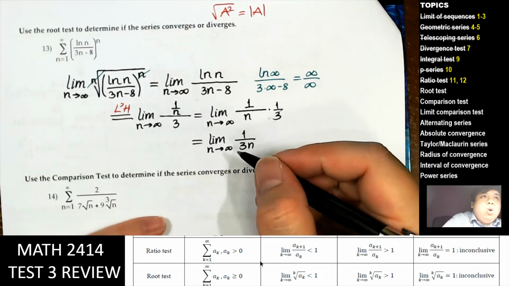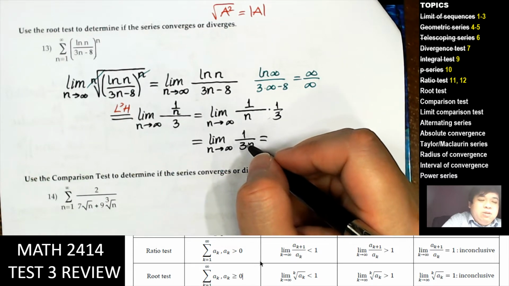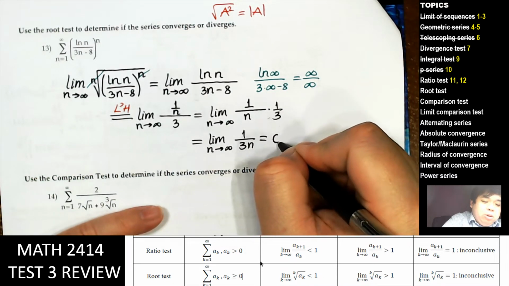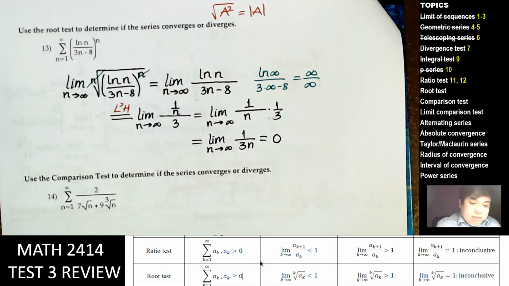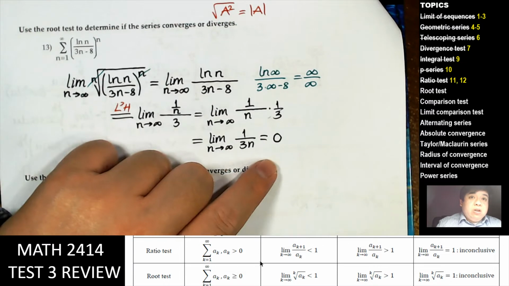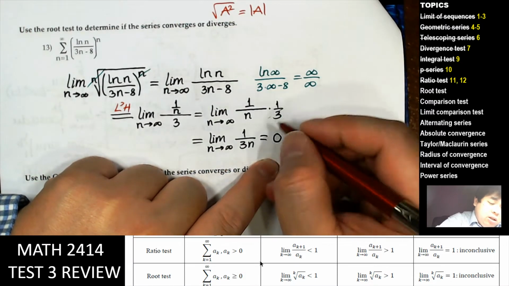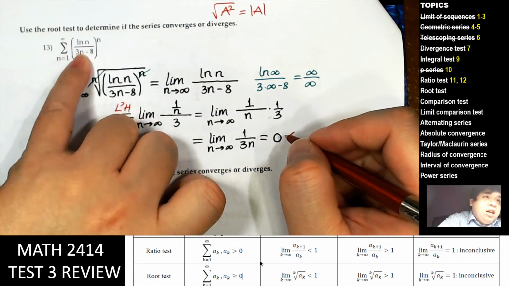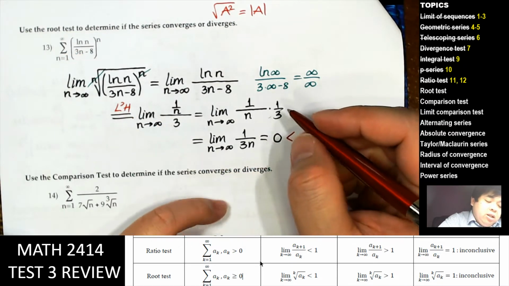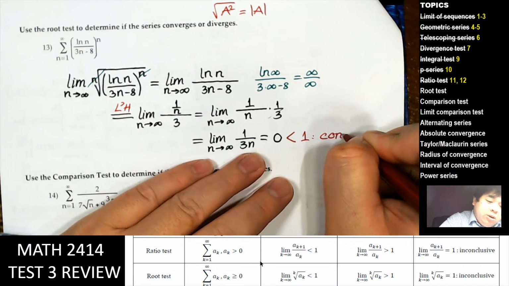As n goes to infinity, 1 on the top, infinity at the bottom, so it will be 0. A finite number divided by infinity is 0. So because it is equal to 0, which is less than 1, the root test tells us the series is convergent if it is less than 1. So convergent.